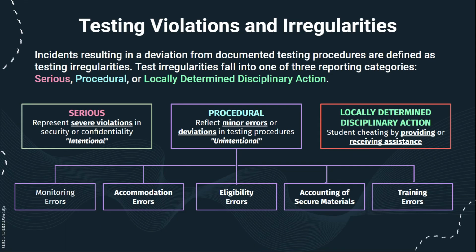Procedural testing irregularities are less severe and more common. They typically result in a minor deviation in testing procedures. Procedural irregularities fall into one of these categories: monitoring issues, accommodation errors, eligibility errors, improper accounting for secure materials, or other errors. Procedural irregularities are generally unintentional mistakes made by staff members, such as leaving secure materials in an unlocked, unmonitored setting.